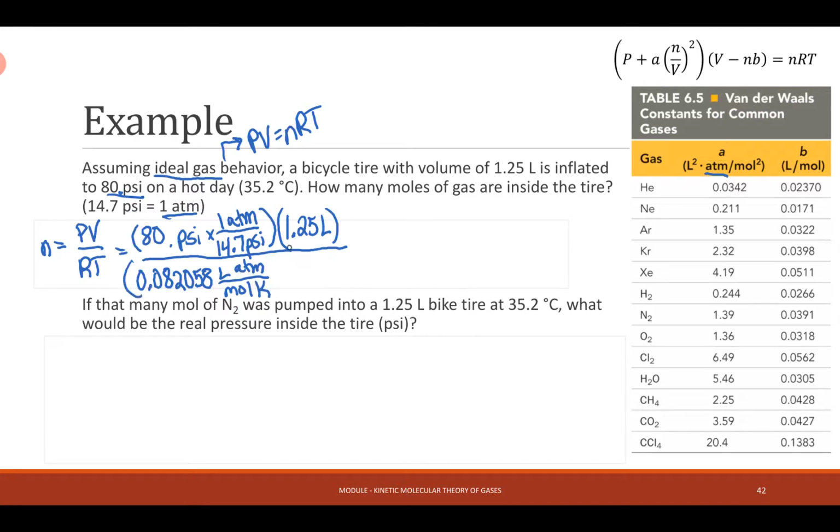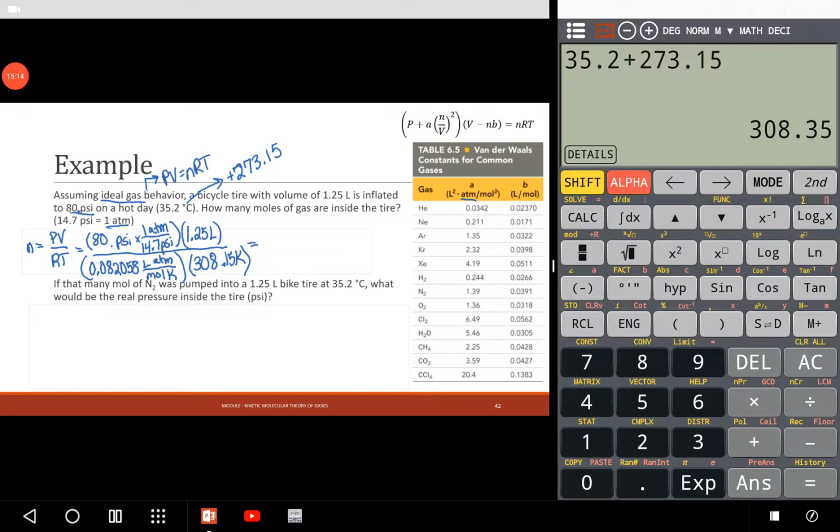And then I need to convert my temperature into Kelvin. To do that, I'm going to add 273.15, and that's going to add up to 308.15 Kelvin. Pretty sure I did that right, but I'm going to get my calculator. I didn't add the 0.2. Glad I got my calculator out.